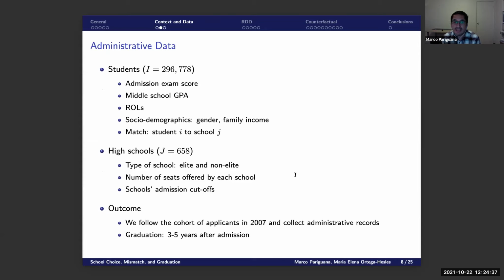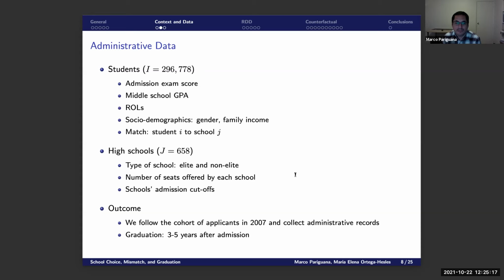So the data we are going to use for the analysis is the data of the system in 2007, the admission system. So we have roughly 300,000 students, which is quite important for us because this is what is going to allow us to study heterogeneity later on, because RDDs are very data hungry. So we observe the admission exam score, middle school GPA, rank order list, some sociodemographics such as gender and family income, and we observe the matches produced by the algorithm, like student I is allocated to school J. About the high schools, there are roughly 650 high schools, and we observe the type of each school, like if it's an elite school or not. We observe the number of seats offered by each school, and we observe the school admission cutoffs.